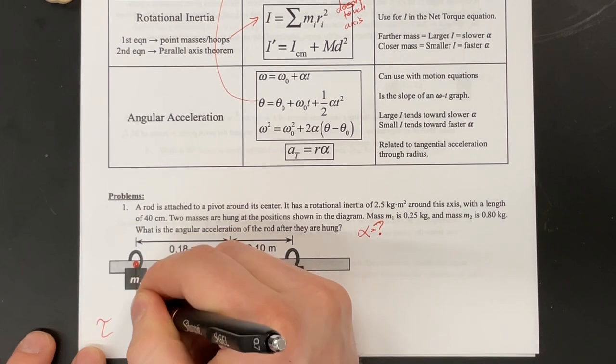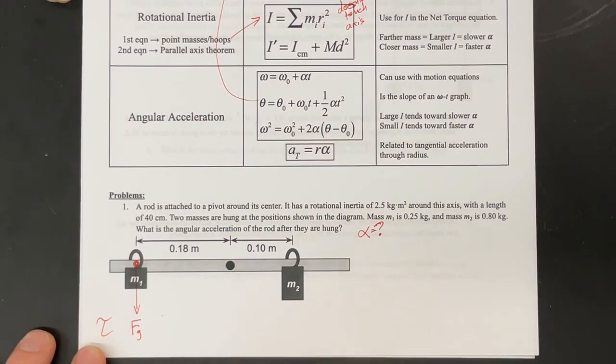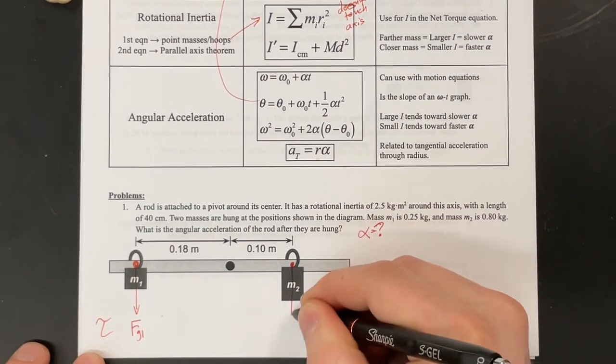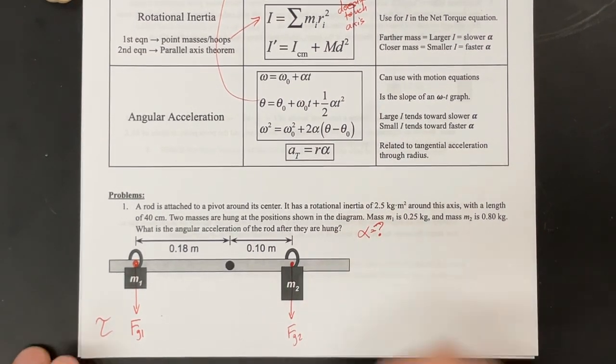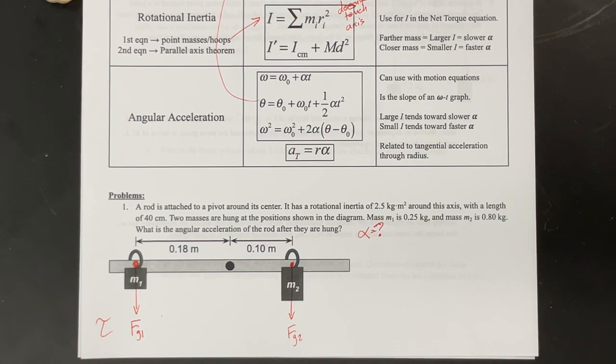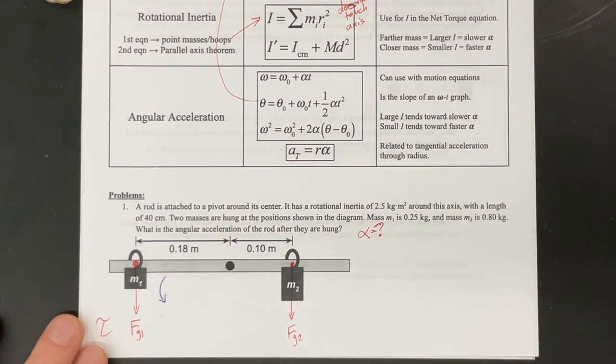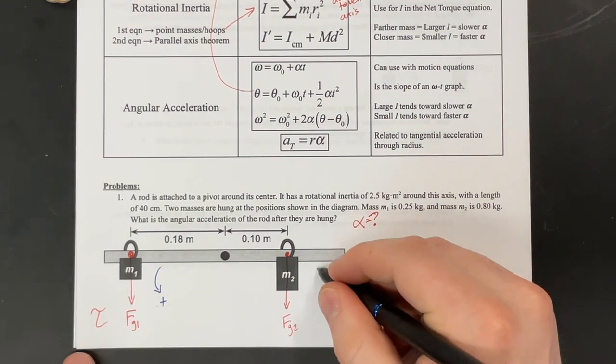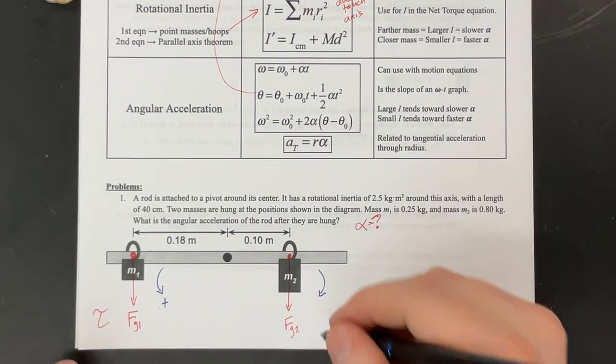Because right here we have mass 1 exerting a force of gravity, I'll just call it Fg1, downward at that point. And because there's a force at a radius, this makes there be a torque. Over here, mass 2 is exerting a force of gravity downward. This force of gravity of 1 is trying to make it rotate this way. Counterclockwise or clockwise? Counterclockwise, so that's positive. M2, trying to go this way, which is clockwise, that's negative.